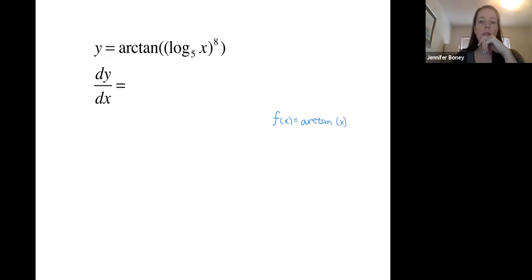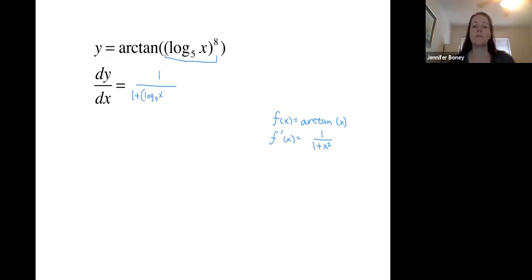I have arctangent of this. In terms of the first step for writing our derivative, if we're working outside in, I'd have 1 over 1 plus the argument of the arctangent function squared. So I have log base 5 of x to the 8th power, squared. You could write that to the 16th power if you want, instead of writing 8th power squared, but this would be without any extra algebra simplification.